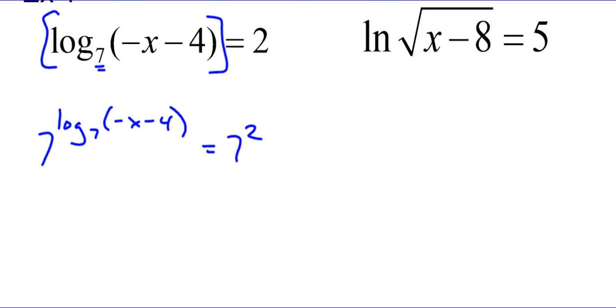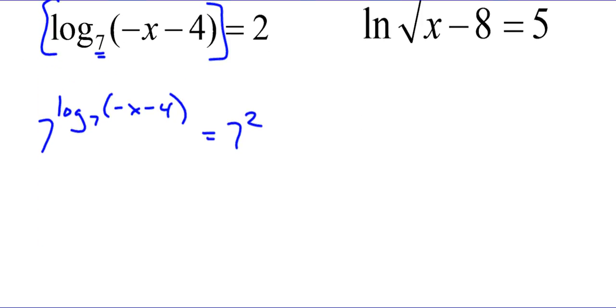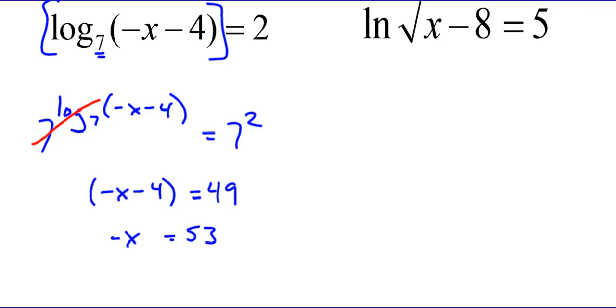In doing so, we can now use the inverse property. These two will cancel out because the function equals inverse equals the value inside. So we have this, and right here we're going to have 49. From now on, we're just going to do our simple algebra. We're going to add 4 to both sides. Add 4, we have 3. And then we're going to divide by the negative, and we have negative 53.